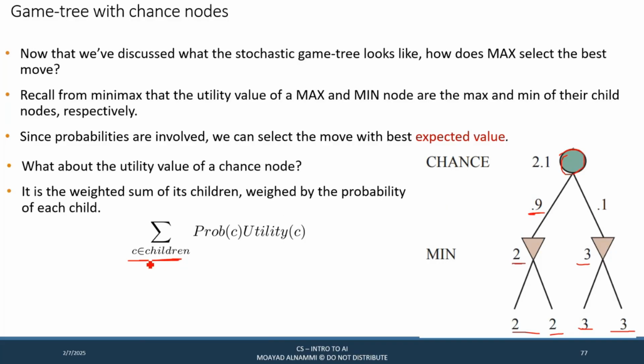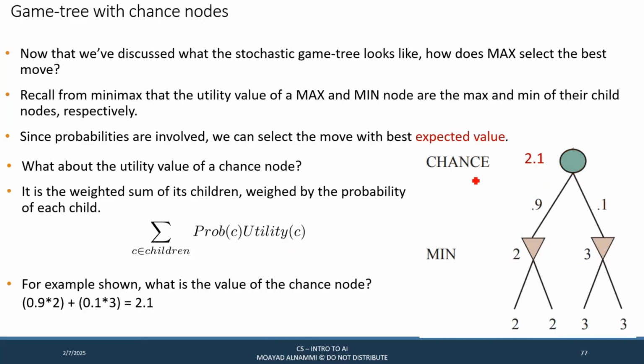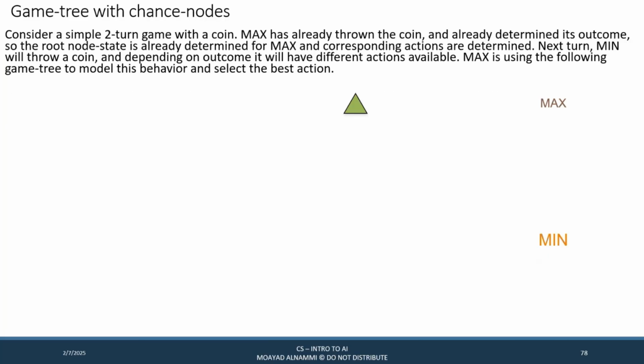So look at all your children and compute the utility of the chance node as the sum of the probability of the child times the utility. So for this node here, where did we get 2.1? 2.1 is just 0.9 probability times the utility of this child, which is 2, plus 0.1 probability times the utility of the other child. This is going to give you 2.1. So it's just the weighted sum where the weighing is done via the probability.